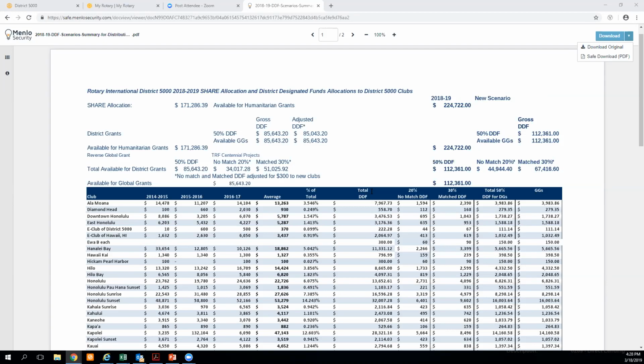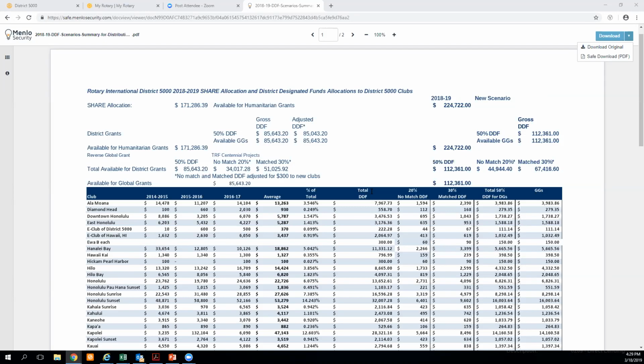But most importantly, and the reason we keep bringing out this rather complicated looking spreadsheet, is that the way you get money is to give money to the Rotary Foundation and make sure everybody marks share.